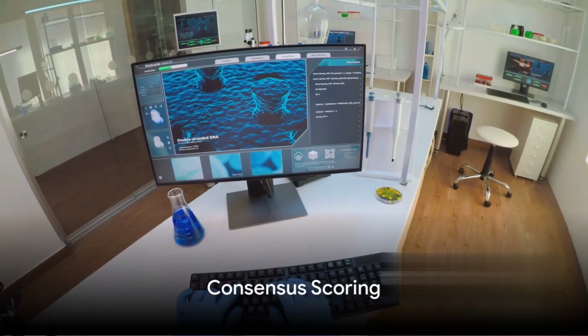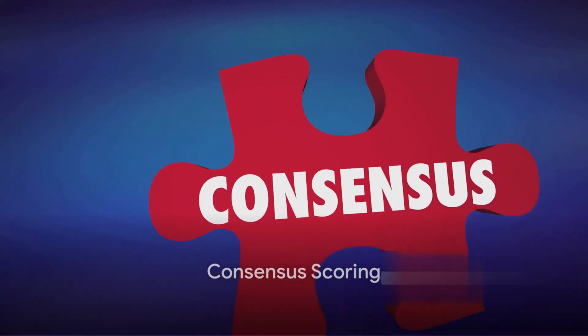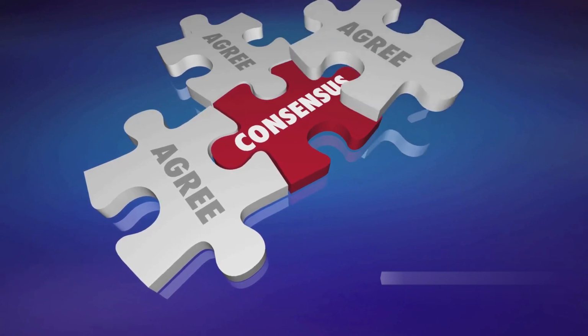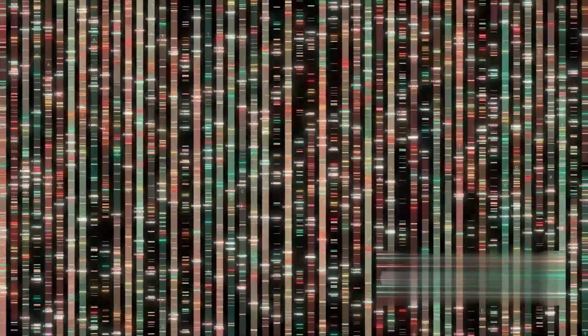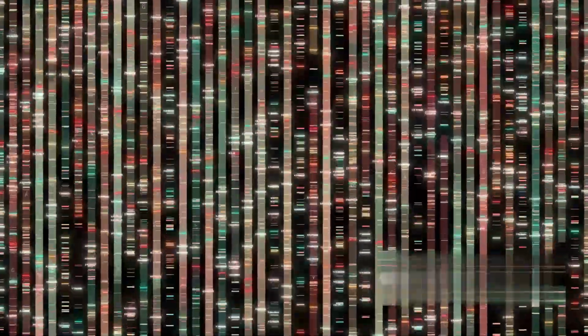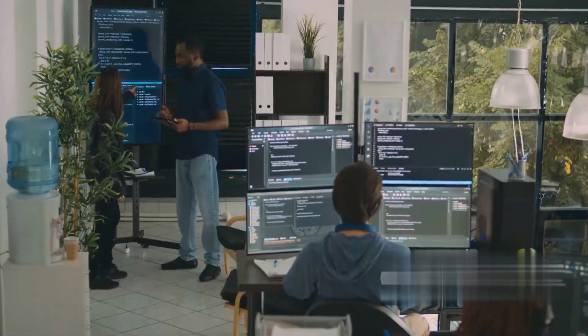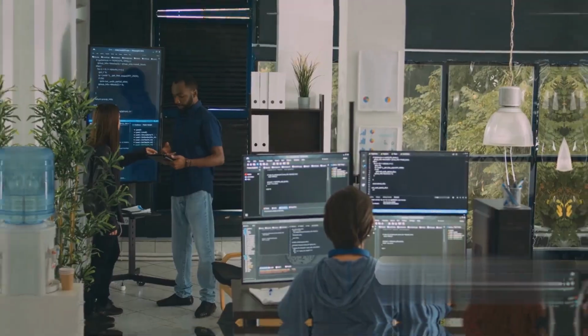The fourth type is consensus scoring. This approach combines multiple scoring functions to enhance the reliability of predictions. It helps reduce the impact of individual scoring function limitations and increases the robustness of virtual screening. DSX and CDocker are examples of consensus scoring.